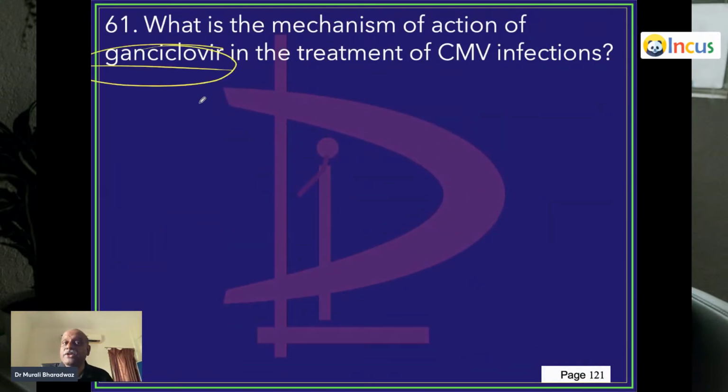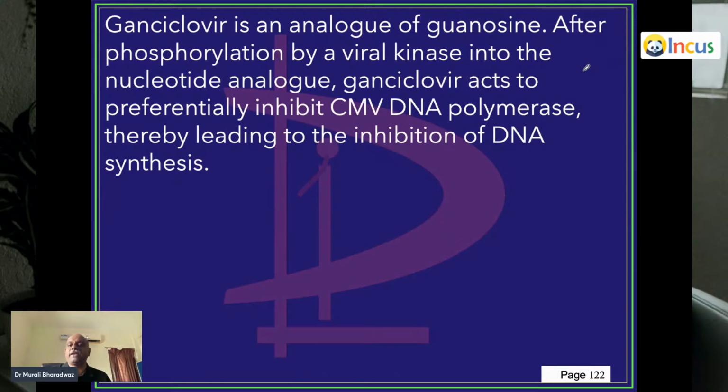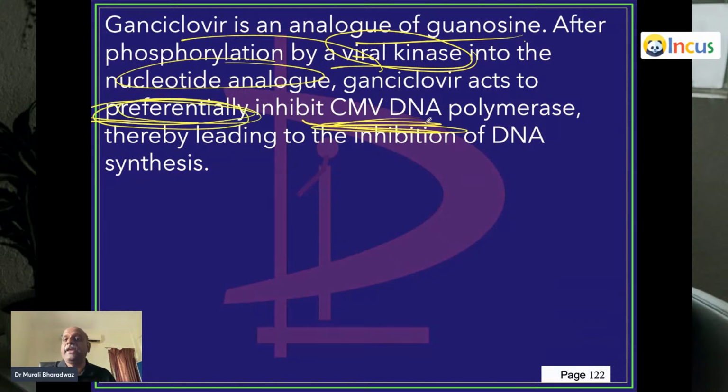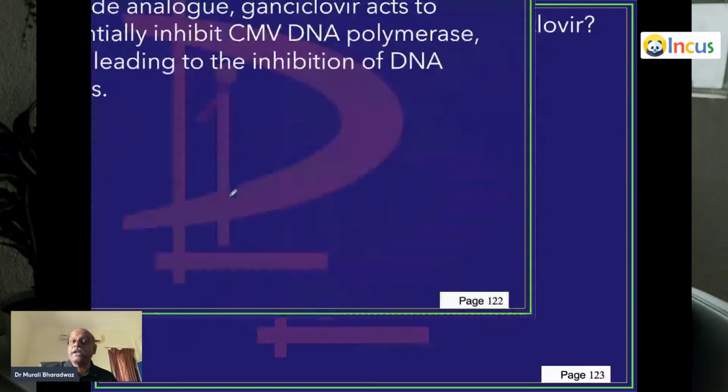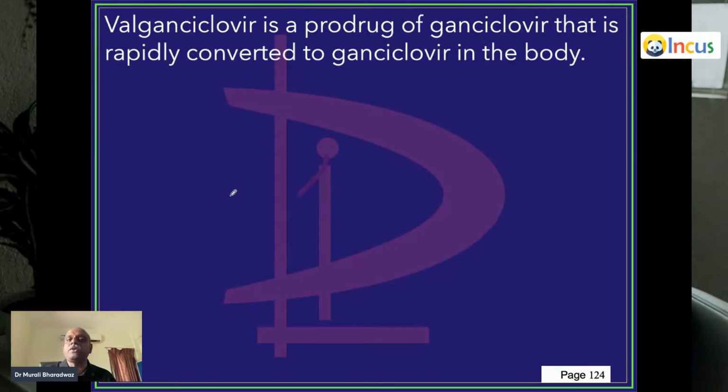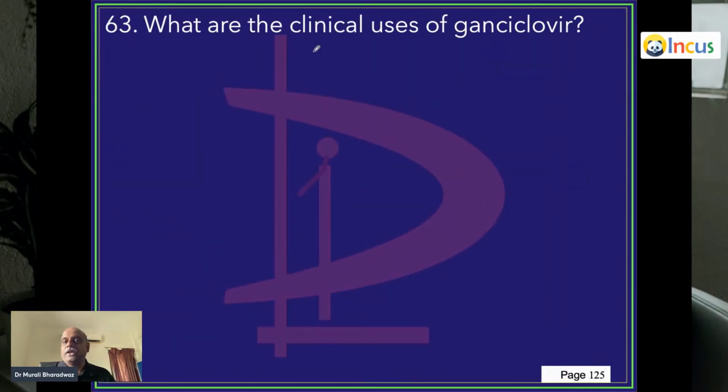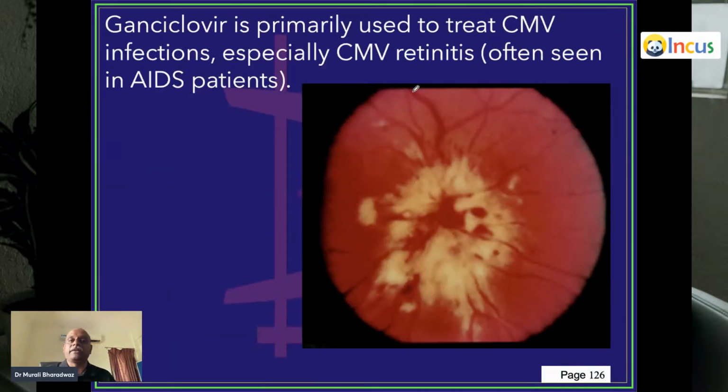What is the mechanism of action of ganciclovir to treat CMV? Ganciclovir is an analog of guanosine. After phosphorylation by the viral kinase, it becomes a nucleotide analog. It acts preferentially to inhibit CMV. CMV, ganciclovir. That is what you need to remember. So what are the drugs similar to ganciclovir? Valganciclovir can become ganciclovir.